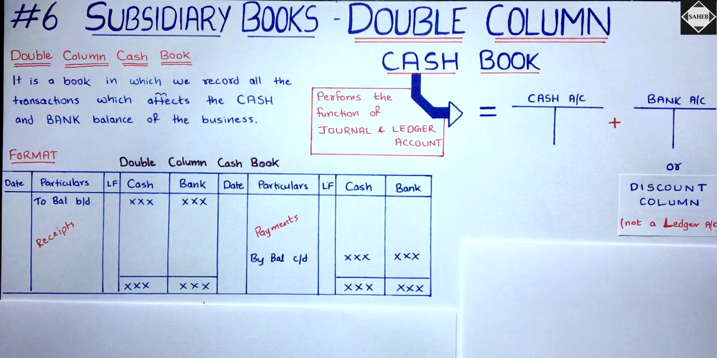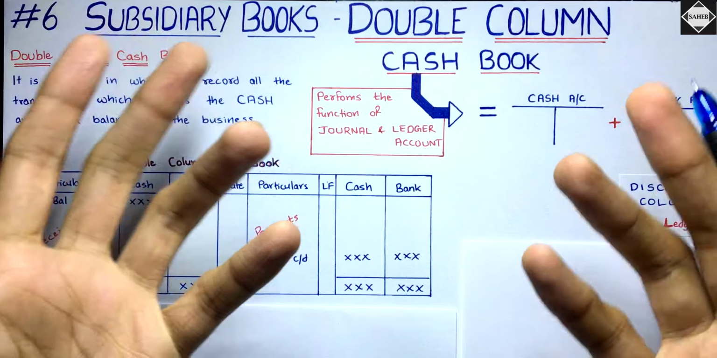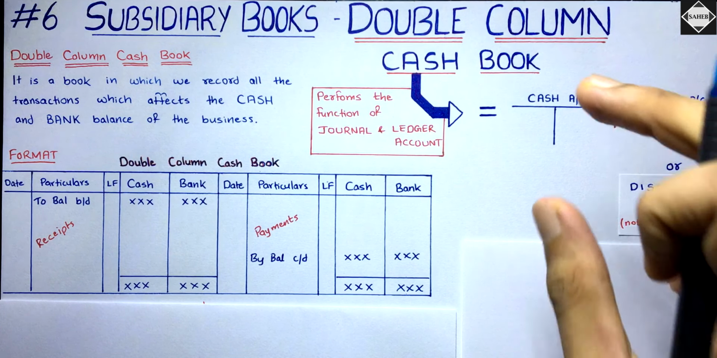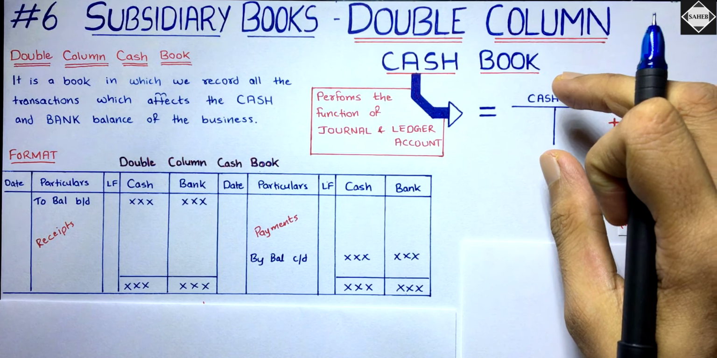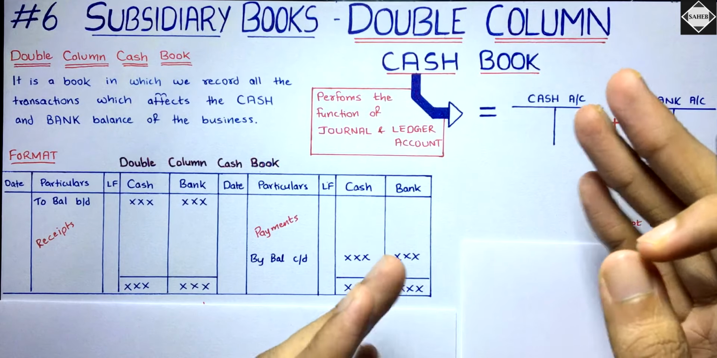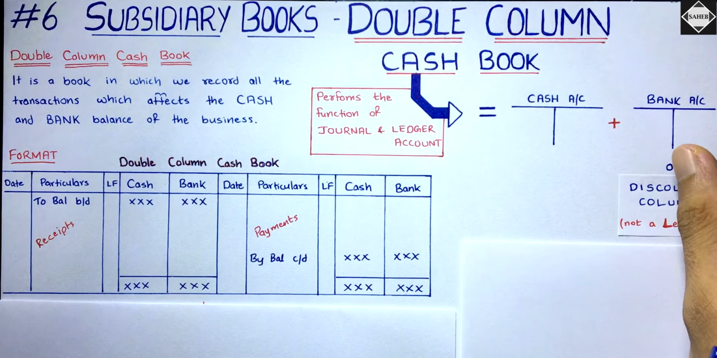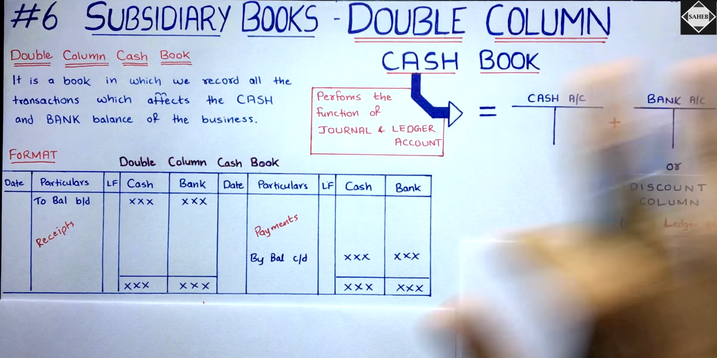So if you're maintaining the double column cash book, triple column cash book, or single column cash book, then what happens? You need not prepare the separate ledger account of cash account. And if you are maintaining double column cash book, not single column, then you need not prepare the bank ledger account also.